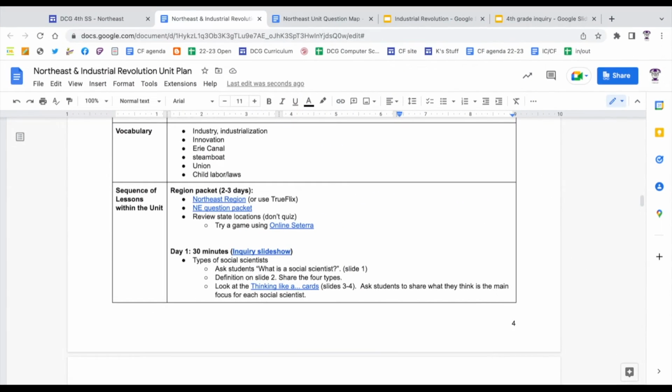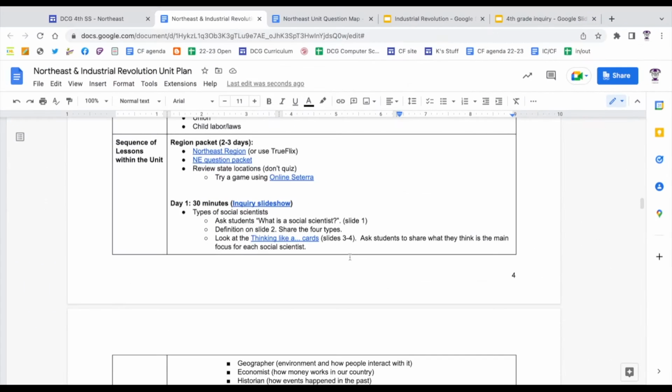Here's the sequence of lessons within the unit for the individual days. You begin with 2 or 3 days spent on the Northeast region. There's a packet available, or there's a TrueFlix book that you could access. And again, review the state locations, but don't necessarily quiz them. You can use online Cetera for some review in the Northeast region in a way that's fun for students to play.